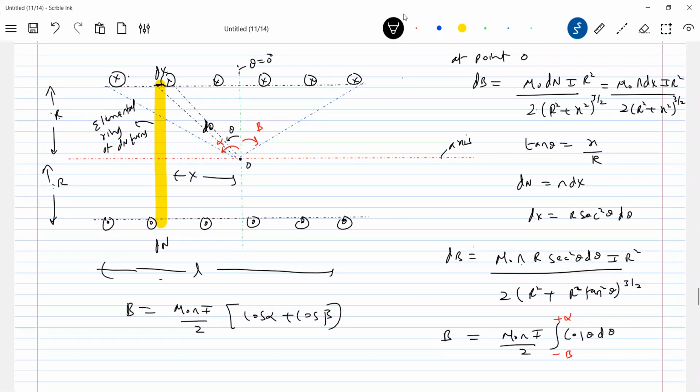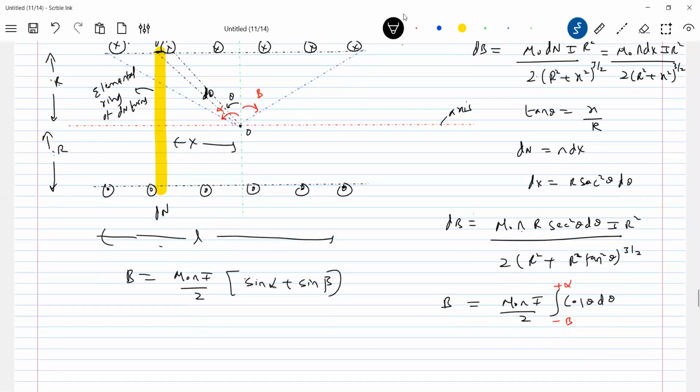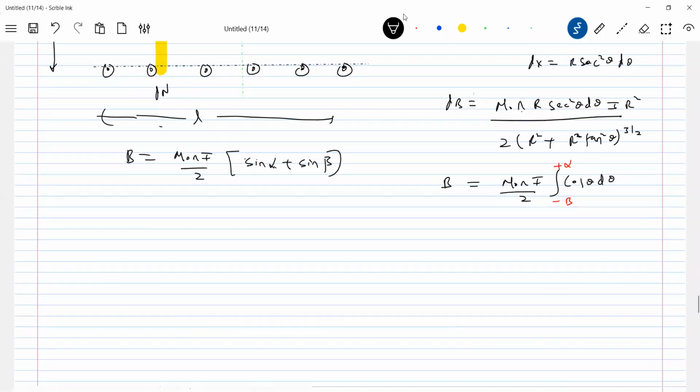So what are alpha, beta? Where we have found out this, the field on the axis, no? Can we modify this for any point, or only on the axis can we find it here? Okay, there's some mathematics. So let's just explore that one.